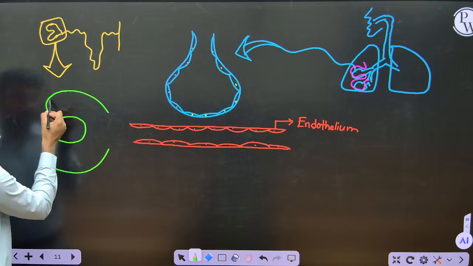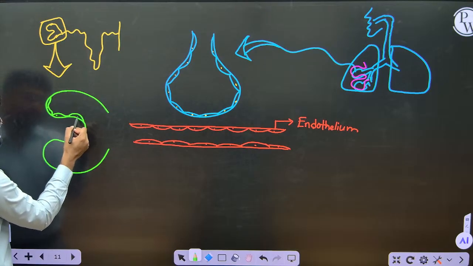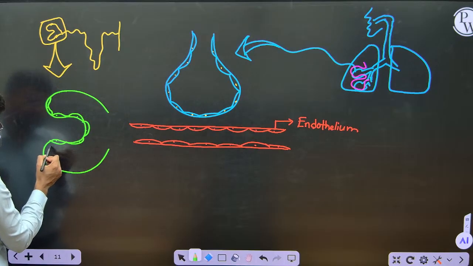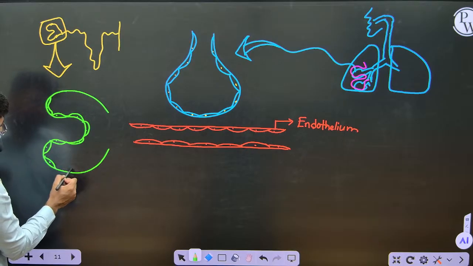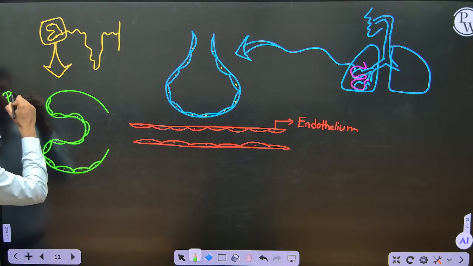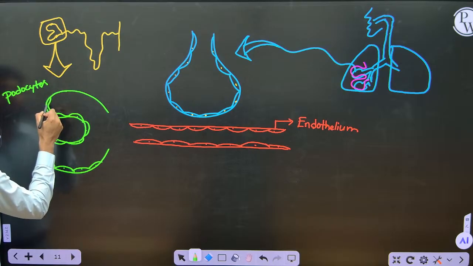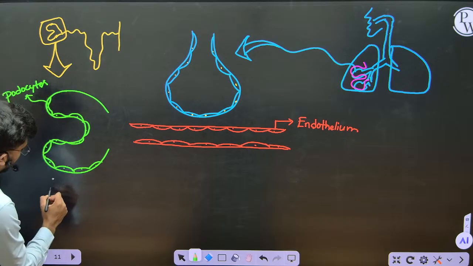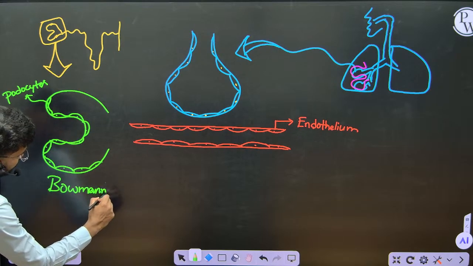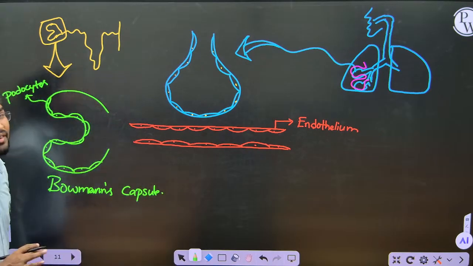The Bowman's capsule has layers, right? It is also having squamous epithelial cells. What name have they given here? Here they are calling them podocytes. Podocytes of the Bowman's capsule. This is Bowman's capsule. Are you clear with this?